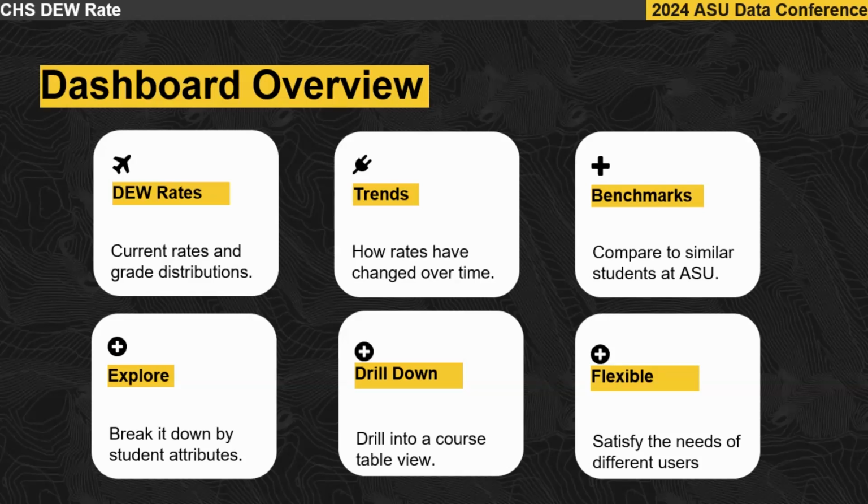This dashboard offers a comprehensive overview of current due rates and grade distributions. It shows how students' due rates fluctuate over time, which is crucial to assessing the effectiveness of academic programs and interventions. We also benchmark our students against their peers, which provides valuable context for evaluating academic performance. The dashboard allows you to break down due rates by specific student attributes such as campus, minority status, and gender. For a more granular analysis, the dashboard offers the ability to drill down into lists of courses and their due rates. And we designed the dashboard with flexibility in mind to meet the diverse needs of our users.